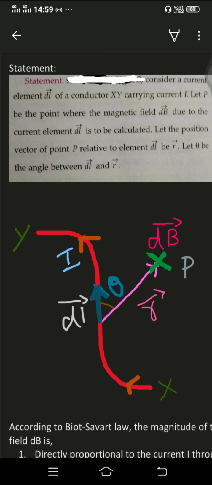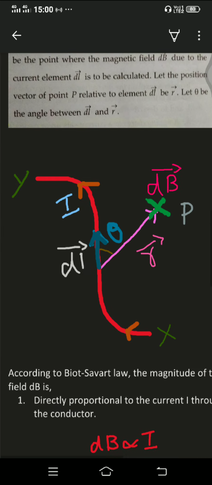The long red wire is a conductor xy in which current I is flowing. At point P, we have to calculate the magnitude of magnetic field due to the conductor xy. So for that, we take a small current element dl vector of the long conductor xy, and the r vector is the distance between the small current element dl vector and the point P where we want to calculate the magnitude of the magnetic field, and theta is the angle between the current element and the position vector r vector.